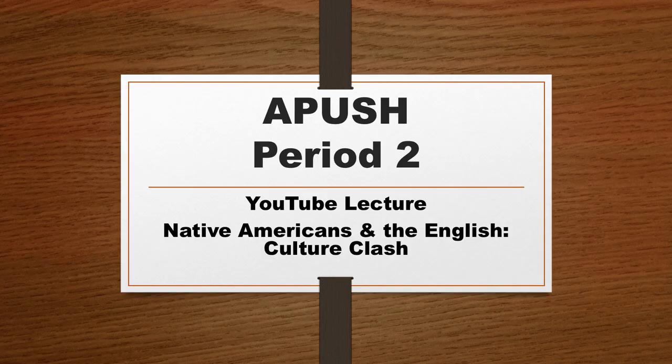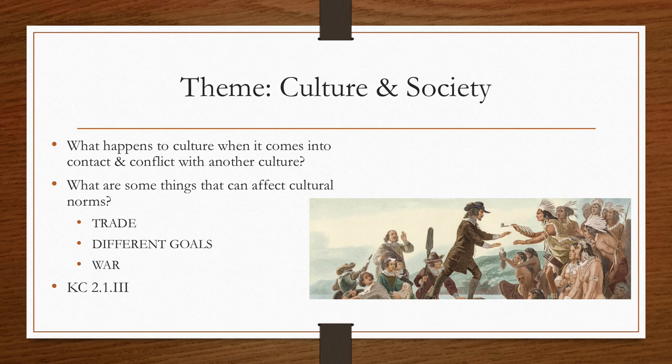Before we get started, I've been telling you a lot about the importance of theme throughout our AP course. Culture and society is obviously a very, very important one. What happens to culture when it comes into conflict and contact with another culture? Right, we see Europeans and Indians.